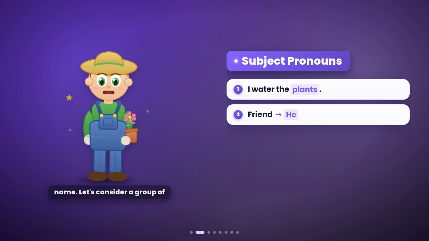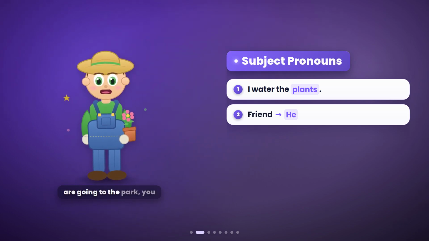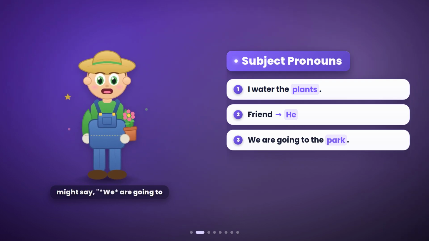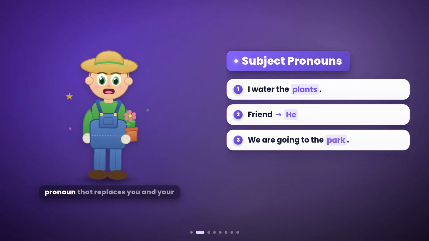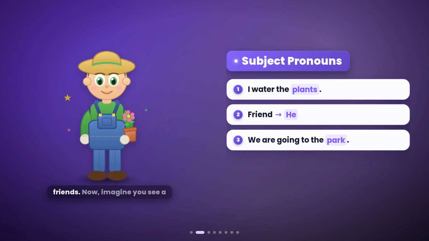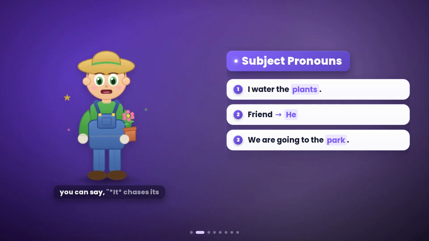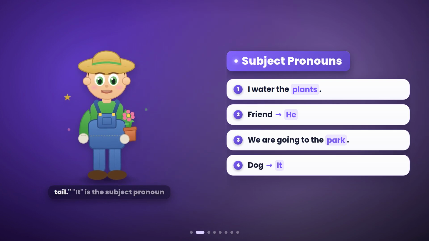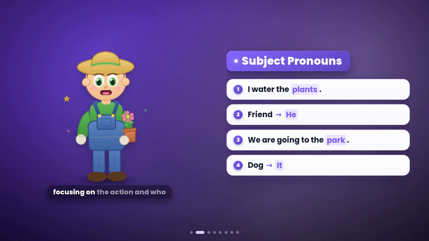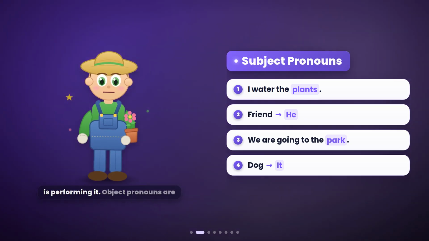Let's consider a group of people. If you and your friends are going to the park, you might say, "We are going to the park." "We" is the subject pronoun that replaces you and your friends. Now imagine you see a dog chasing its tail. Rather than saying "the dog chases its tail," you can say, "It chases its tail." "It" is the subject pronoun for the dog. These pronouns help make sentences clear and less repetitive, focusing on the action and who is performing it.